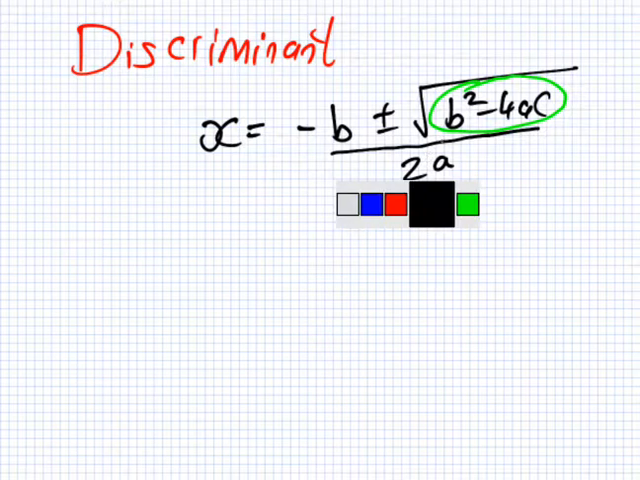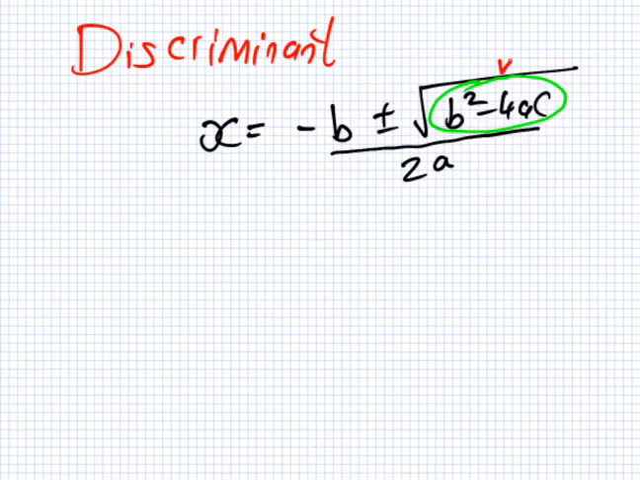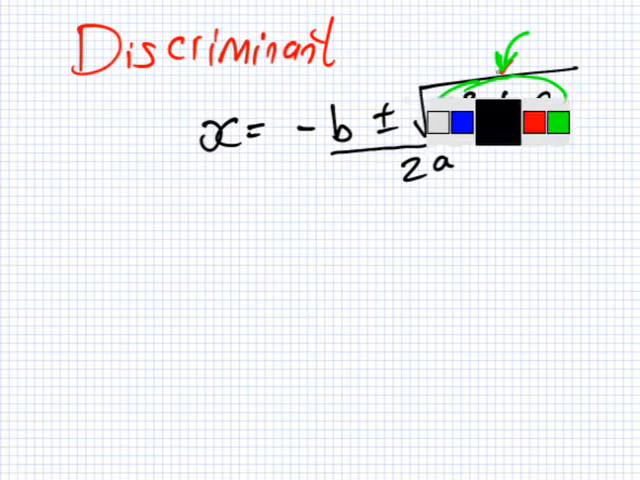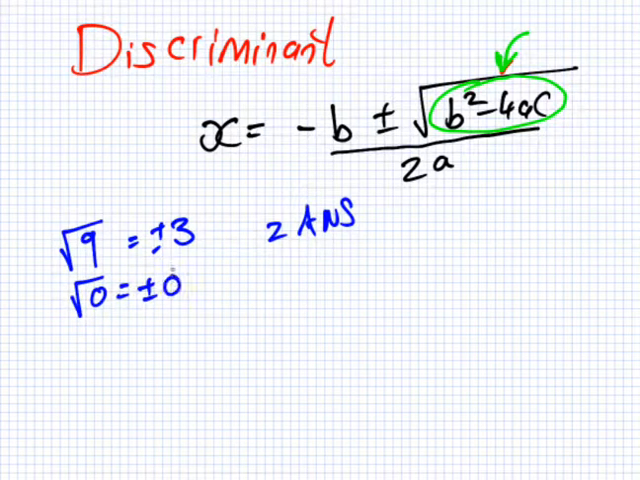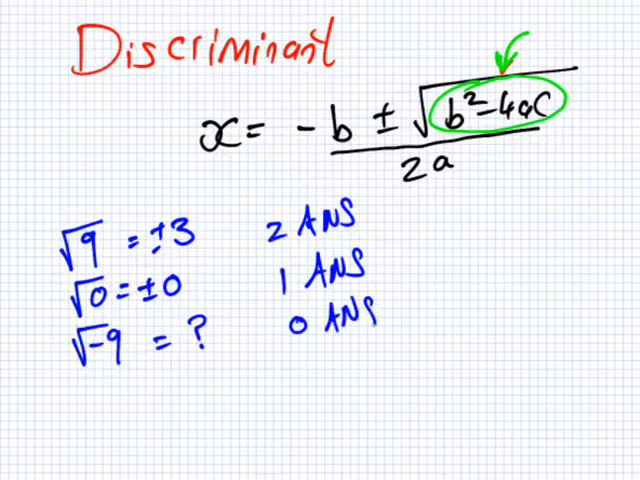Yep. In fact, this part here is really an important part, because this part can tell us how many roots we have. So for example, if this was, say, root 9, then this could be plus or minus 3, which means we have 2 answers. But if it was 0, we have plus or minus 0, which is the same thing. So that's 1 answer. And if it was root minus 9, we don't have anything. So in fact, there are no answers.